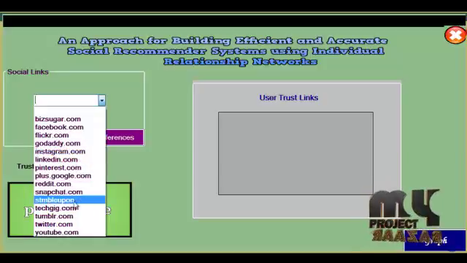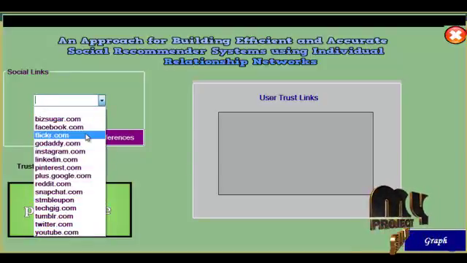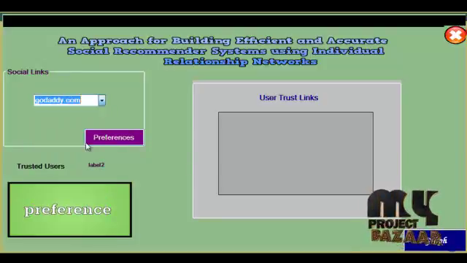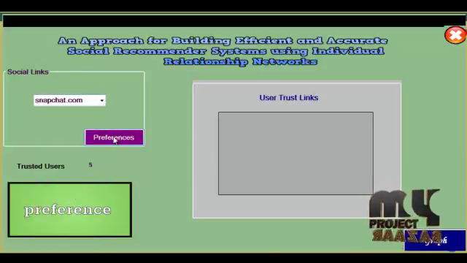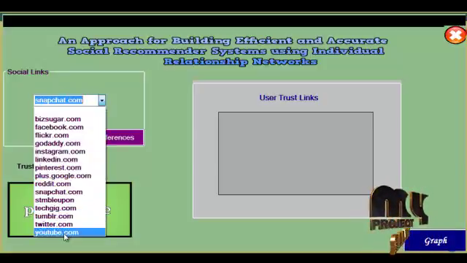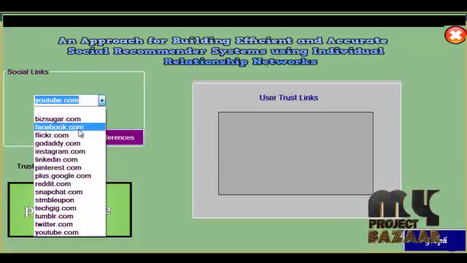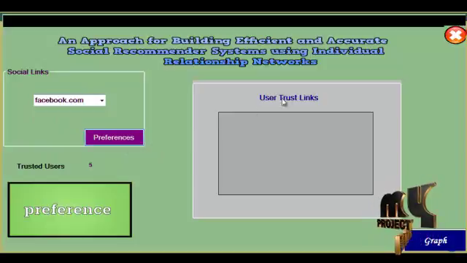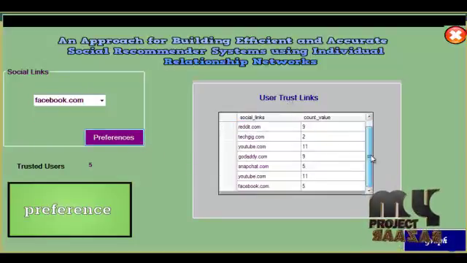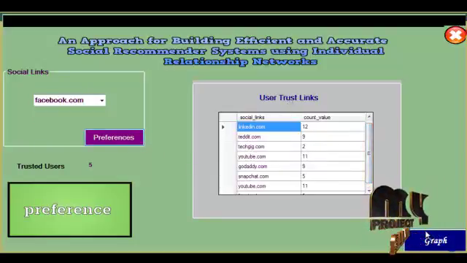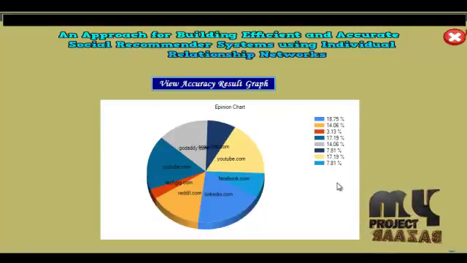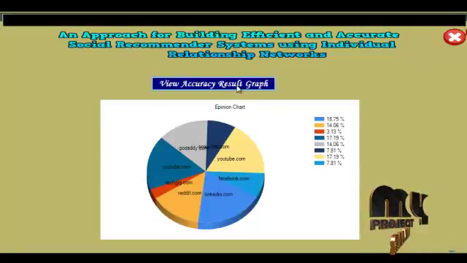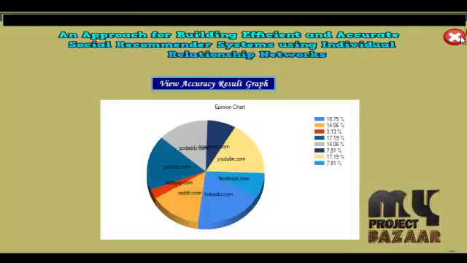After that, you have to perform the social links here. For example, google.com means the number of social networks here. Click godaddy.com and the preference here. After that, click snapshot and the preference here, then YouTube and the preference here, and then click the Facebook preference here. After that, click social links here. Then we perform the graph details. If you click this accuracy results graph, we find the accuracy percentage level. This is the opinion dataset process.